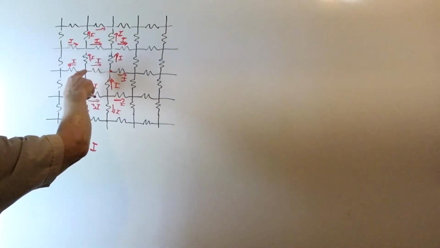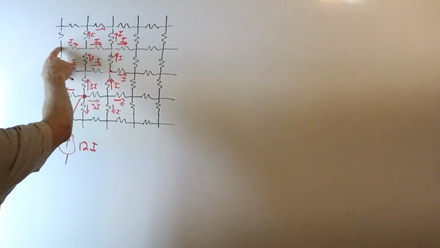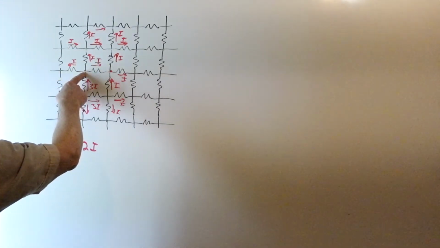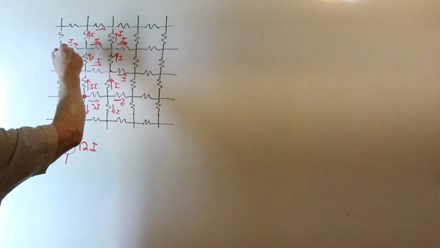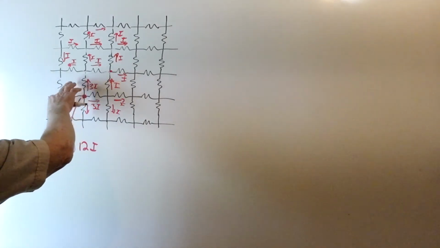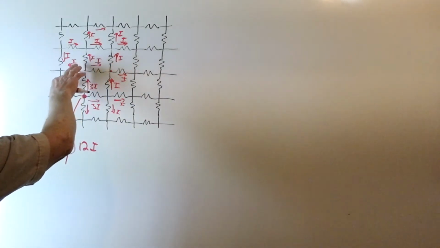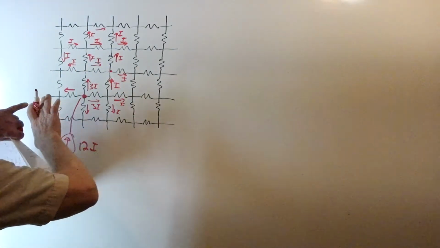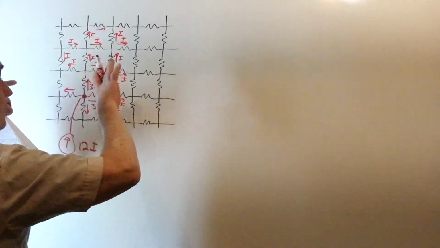Well, these two voltages cancel, so from here to here is going to have to be 0. In order to get that, we're going to have a current I flowing this way. And again, we're going to start running into big trouble. You can see that the currents have to be leaving towards infinity.